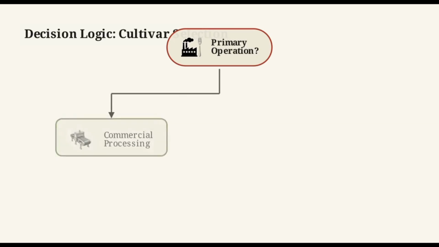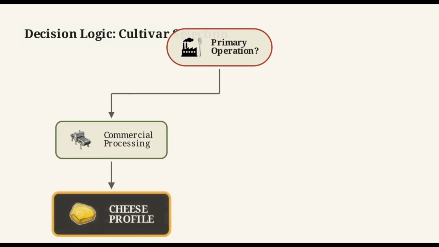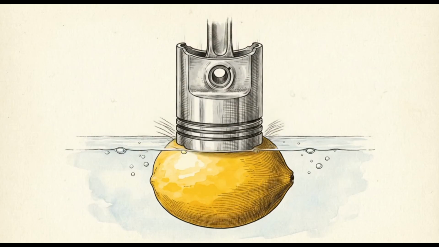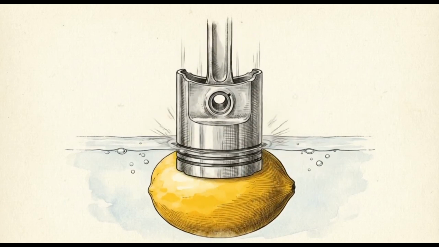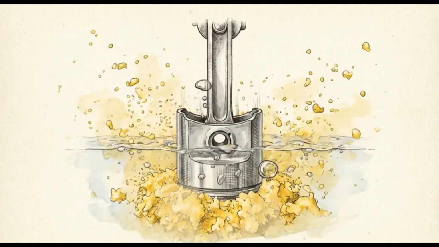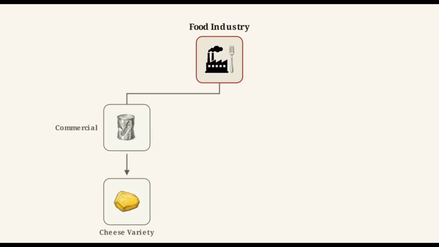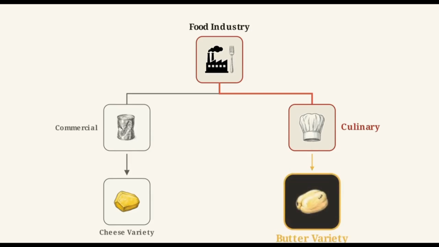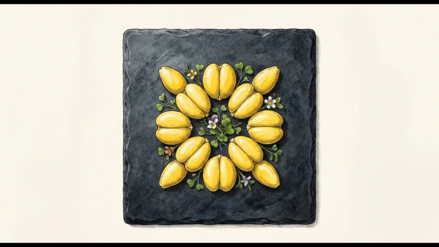Everything stems from one central question: what is your primary operation? Commercial canners follow this specific path, leading directly to the robust cheese varieties. Canners must avoid delicate varieties, because subjecting a soft aril to industrial pressure and extended liquid submersion turns it into unsellable mush. Culinary professionals take this second path, ending at the soft butter varieties.